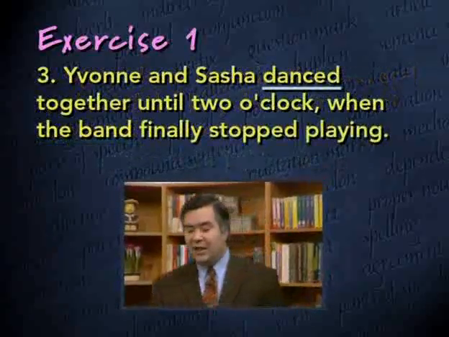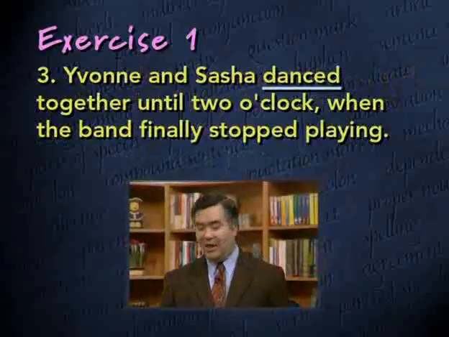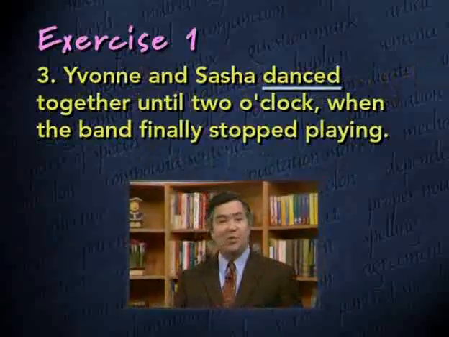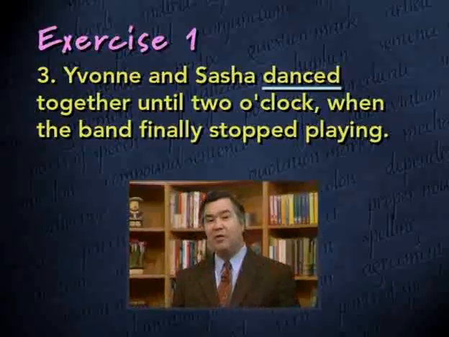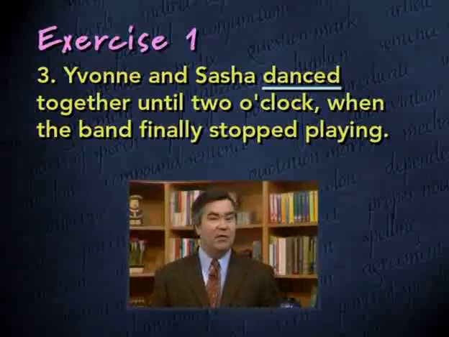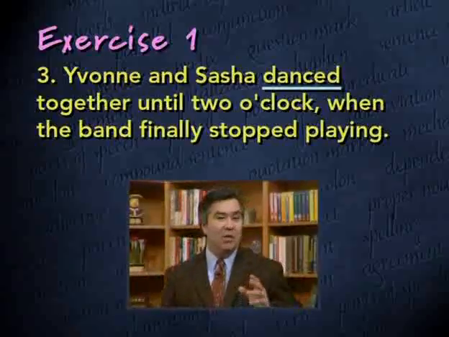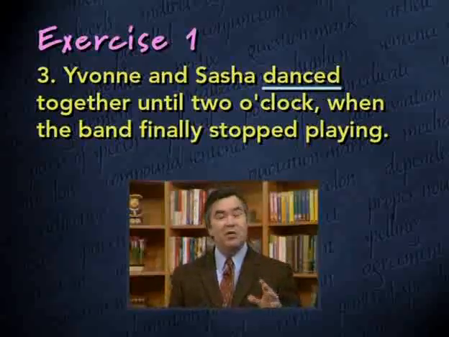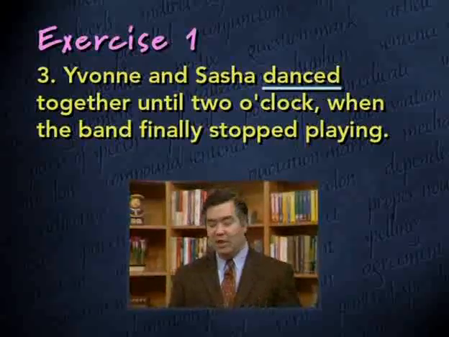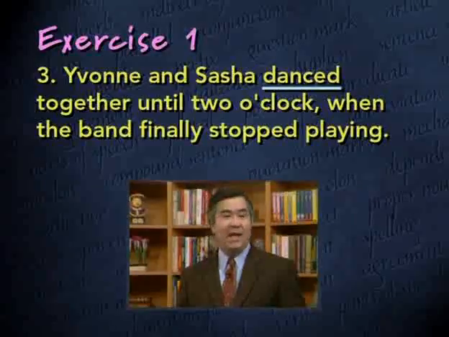Yvonne and Sasha danced together until 2 o'clock, when the band finally stopped playing. Now in this sentence, the word danced is underlined, so that's the verb that we want to focus on. What's the subject of the verb danced? The answer is Yvonne and Sasha. Remember that the subject of a verb may be compound. That is, it may be two nouns that are joined by a word like and. So Yvonne and Sasha are the subject of the verb danced.